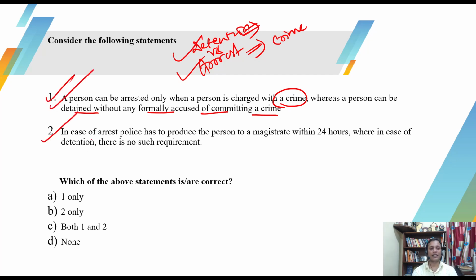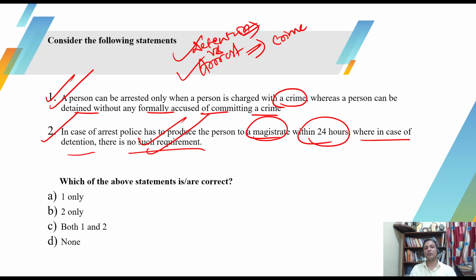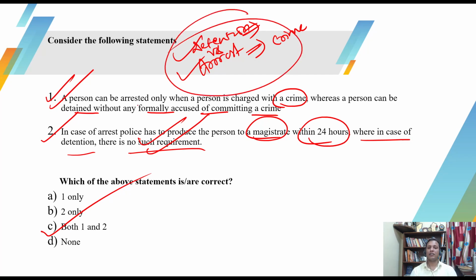So the first statement is correct. Second statement: in case of an arrest, police has to produce the person before a magistrate within 24 hours, whereas in case of detention there is no such requirement. This is also a correct statement. During detention, police detains you for some time, asks you questions, and then you are let free. So this is also a correct statement. So the answer is 1 and 2. So guys, you see why I have framed this question: last to last year, I think 2021, UPSC asked one similar question, judicial custody versus police custody. So like that, we framed a question on detention versus arrest.